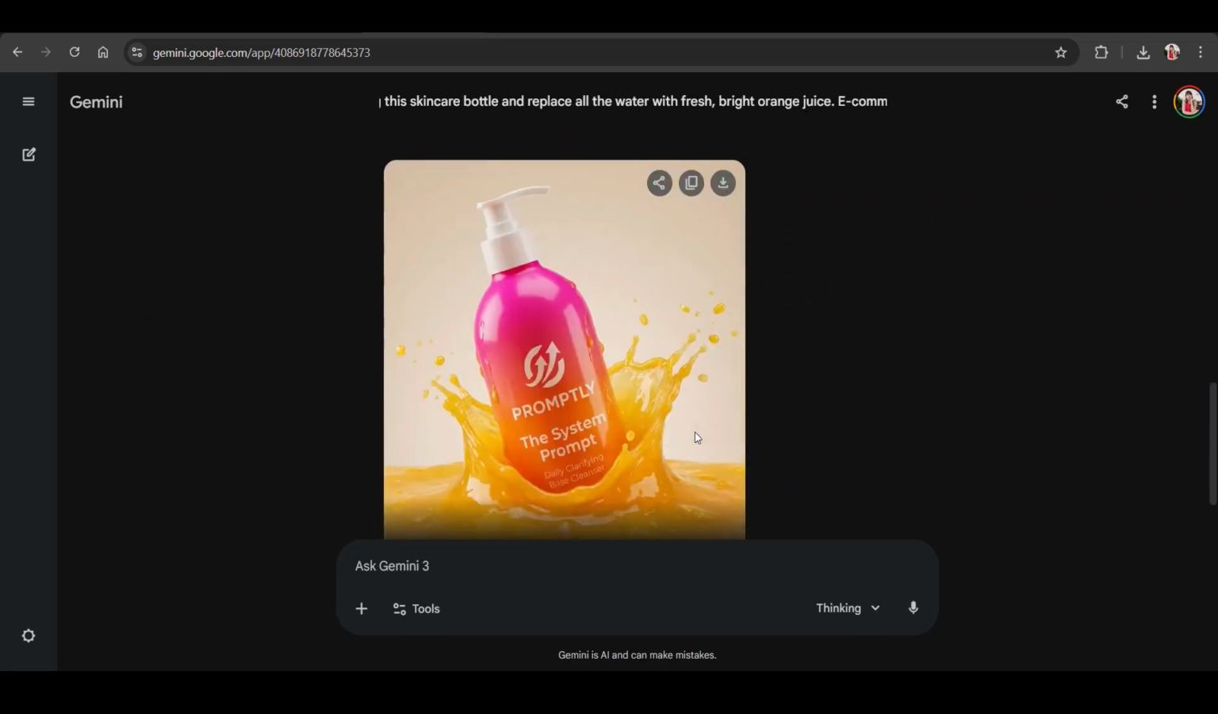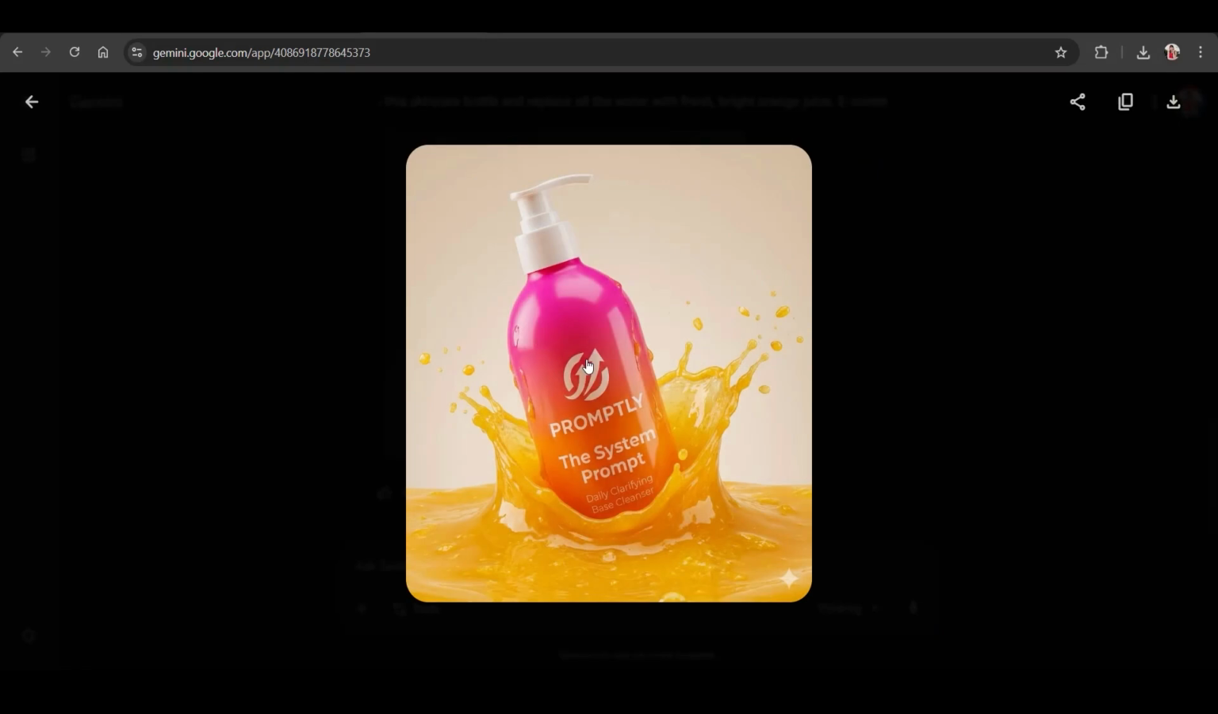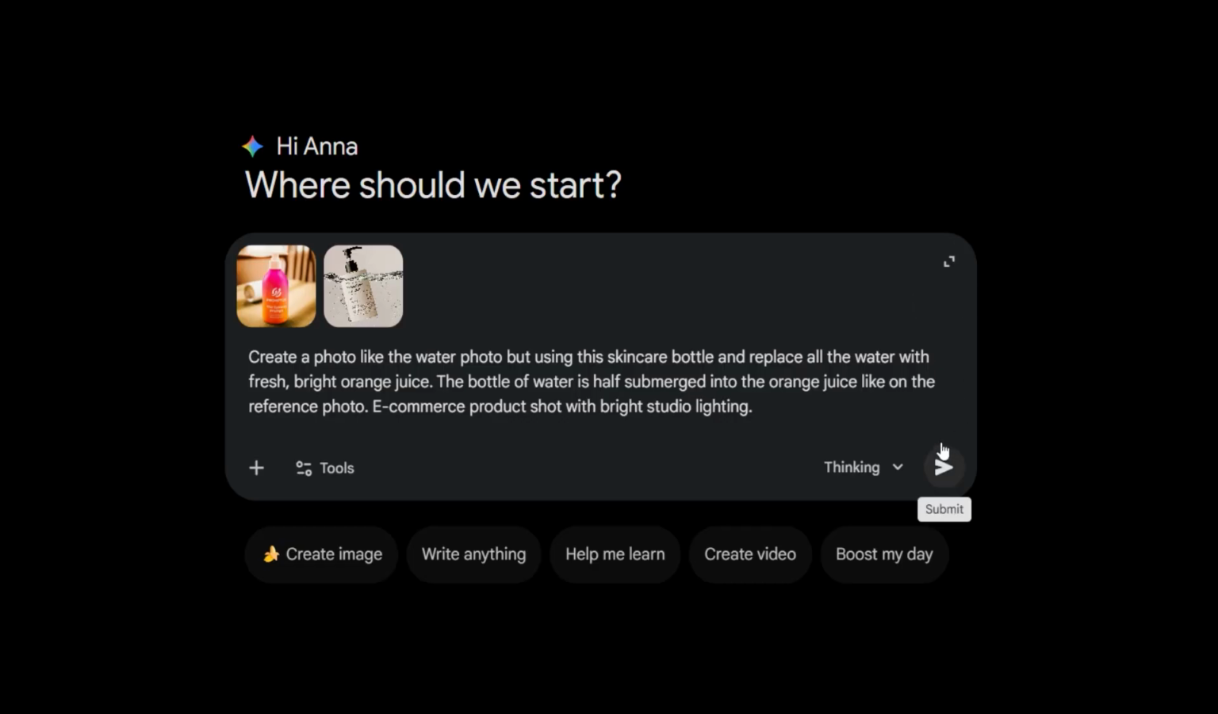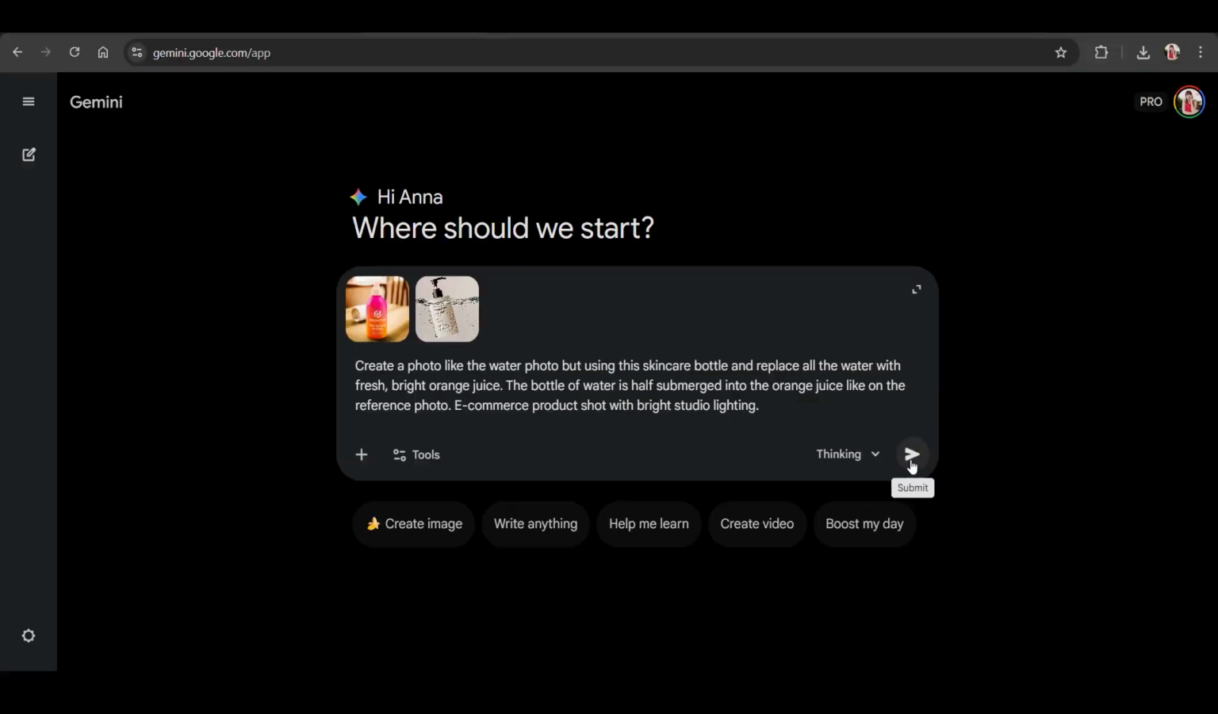I used the same prompt, but the bottle is suddenly on top of the liquid. Why? Because the model is actually reasoning through physics. It knows that orange juice, unlike water, is non-transparent. It thinks, if I submerge this bottle in juice, the bottom half of the label will disappear. Let's try to force it by adding half-submerged instructions to the prompt.